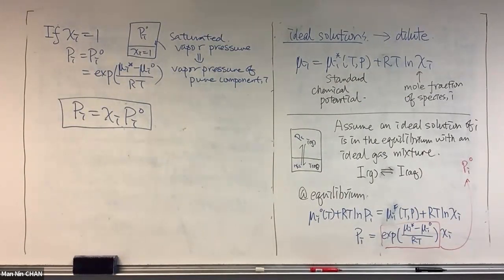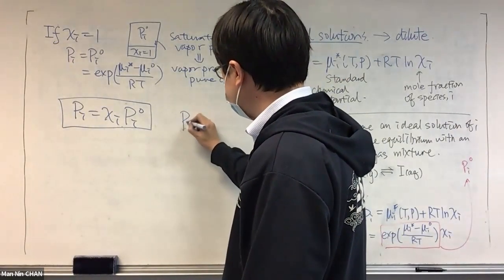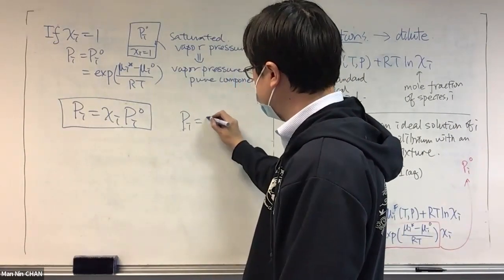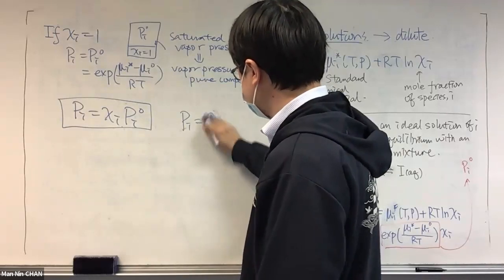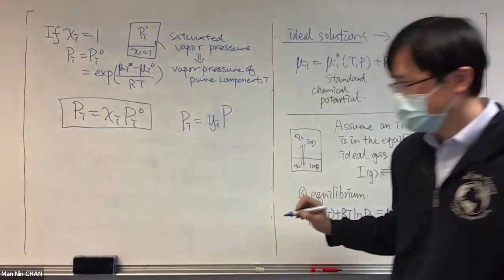Okay, so that's another question. Why does the partial pressure of species I become related to its mole fraction? The partial pressure of your species will be the mole fraction of your species I times the total pressure.